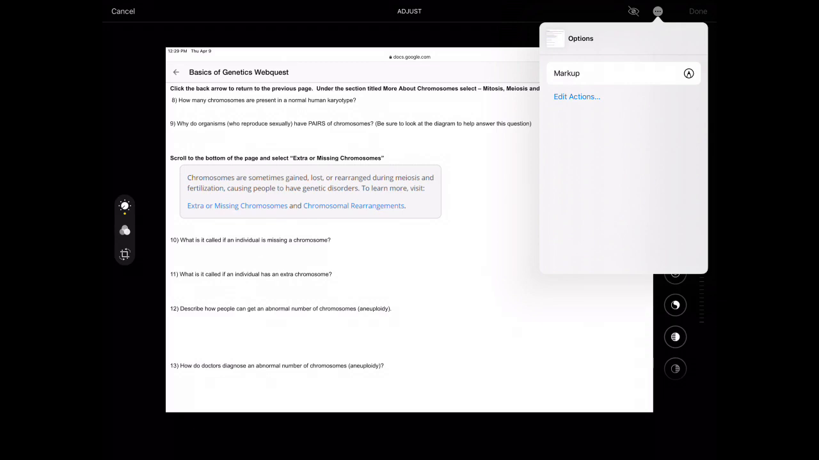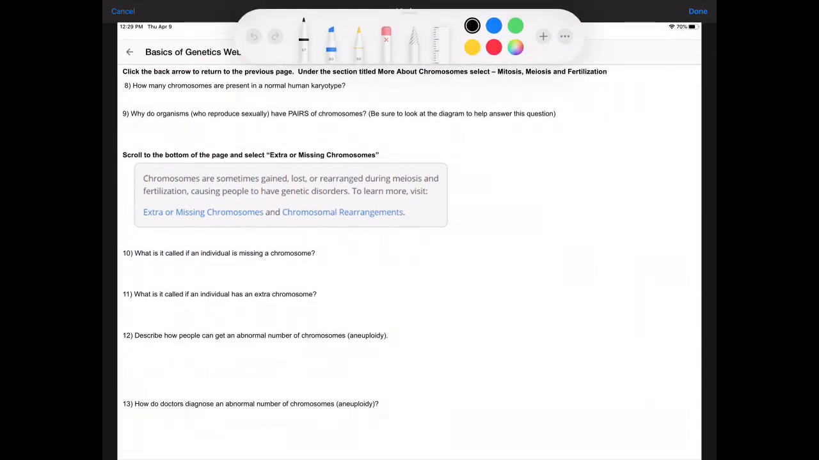So if we look at the rest of the pages here, question 8, how many chromosomes are present in a human karyotype? This is another one I would star for the quiz. A normal human has 46 chromosomes.